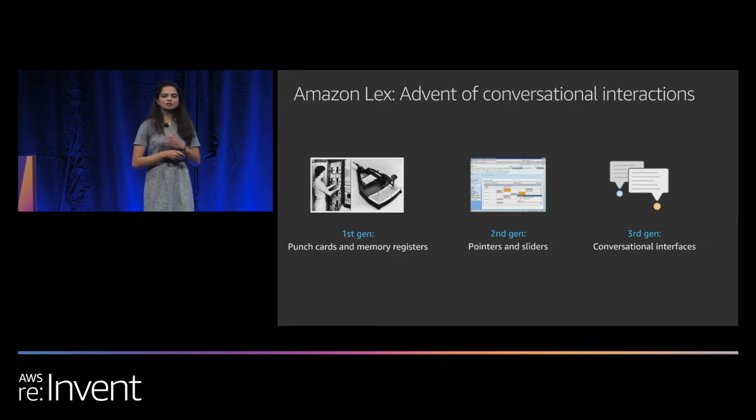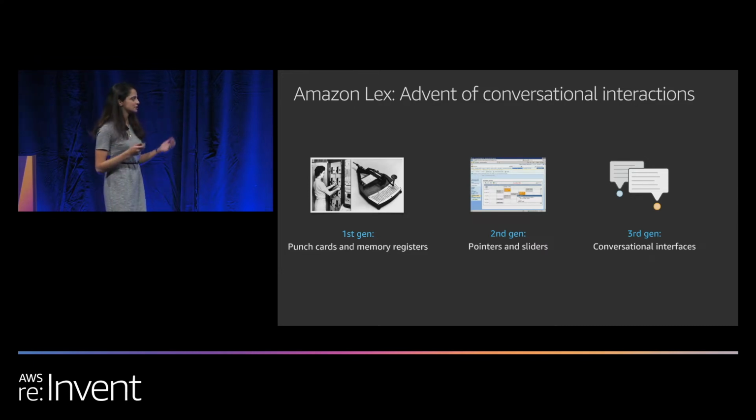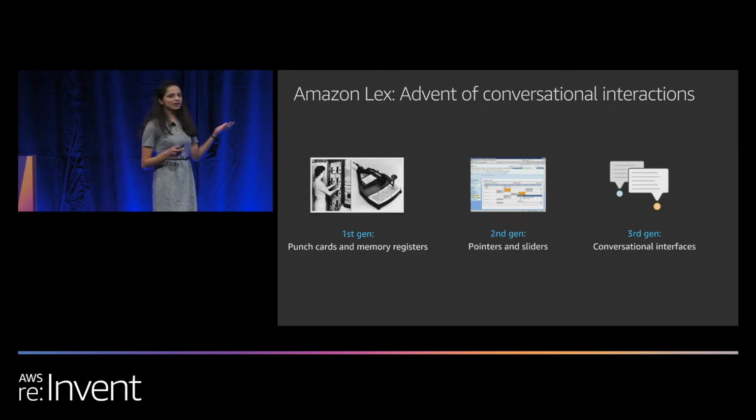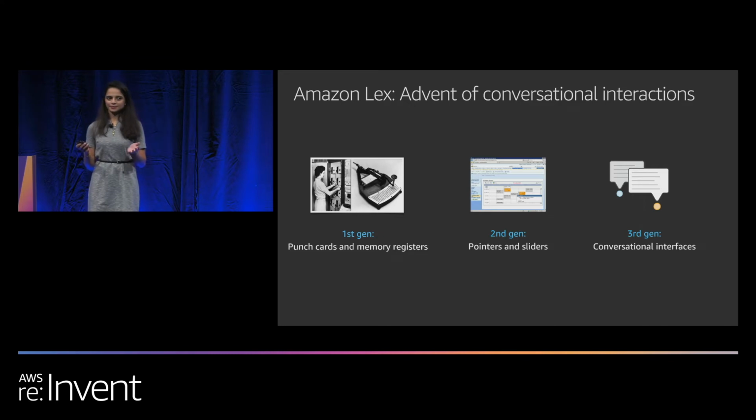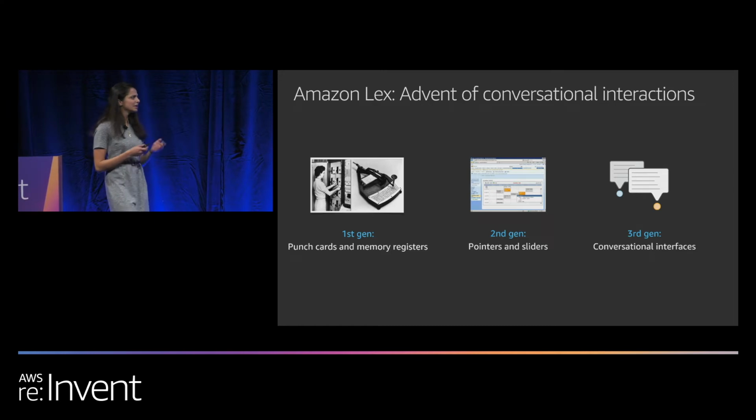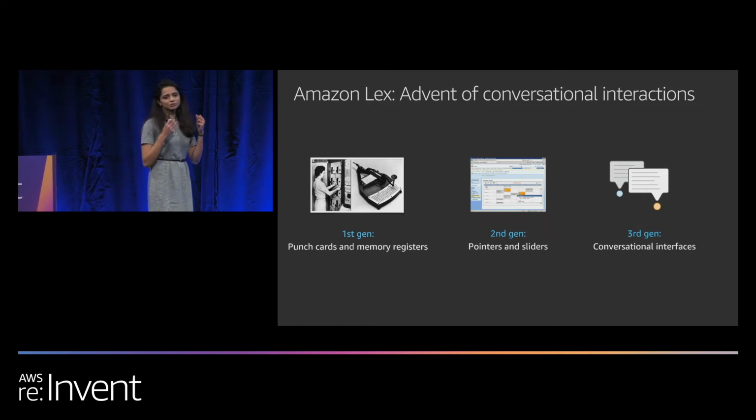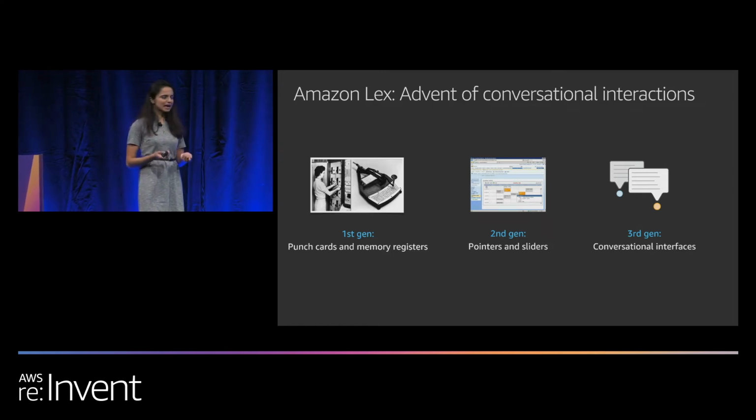So there has been a natural evolution in the interfaces that all our machines use, right? The first generation, the early days, it's punch cards and memory registers. I'm not going to ask anybody in the audience if they've ever used a punch card. That's not a question. I did not grow up with punch cards or memory registers. They were really labor intensive, and they were not that fast. They had a lot of manual tasks.